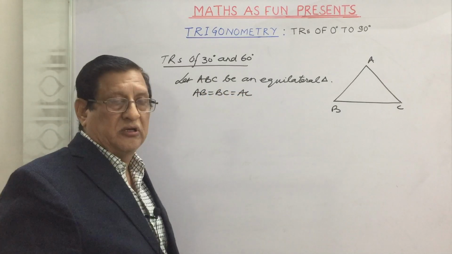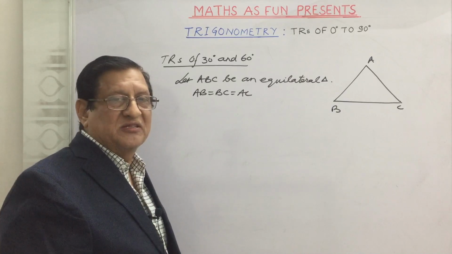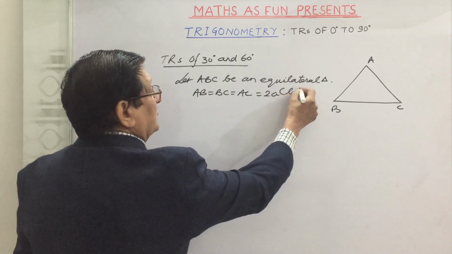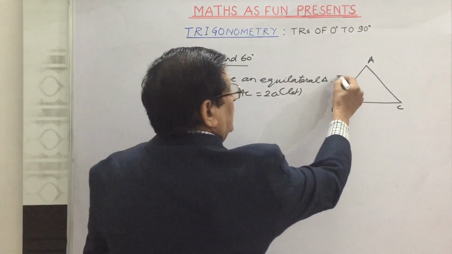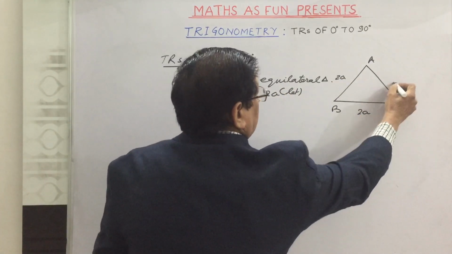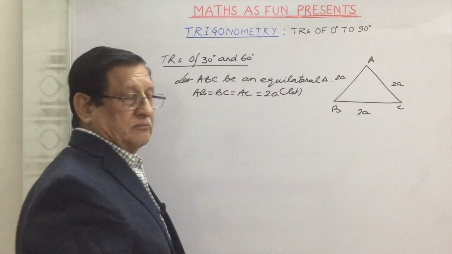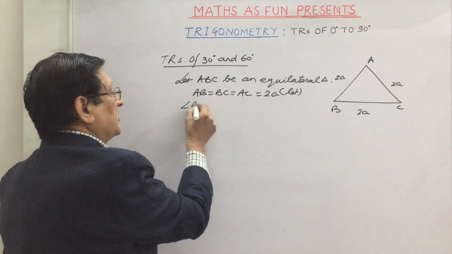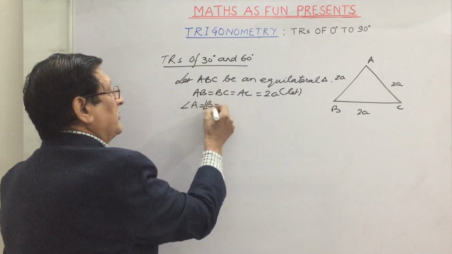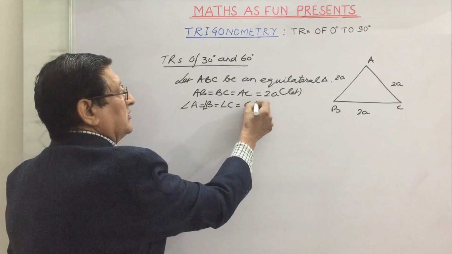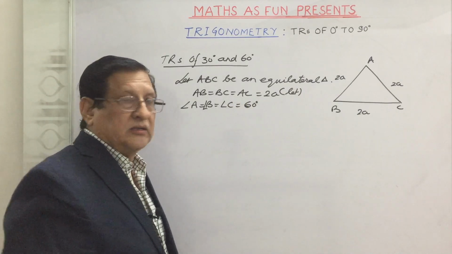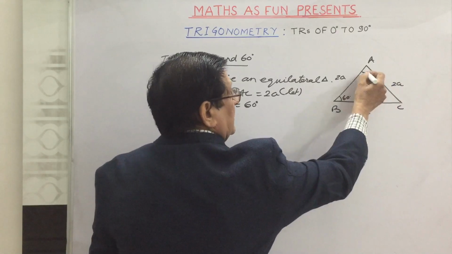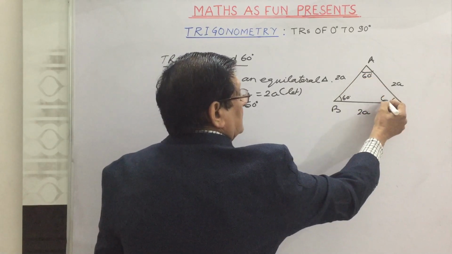Certainly we know in equilateral triangle all the three sides are equal. Let each side be 2A. Suppose we are taking the length of each side as 2A. This is 2A, this is also 2A, and AC is also 2A. Now, to find the angles, we know that all the angles in an equilateral triangle are equal and they are 60 degree each. So we can say this angle is 60 degree. This is the angle of 60 degree and this is also 60 degree.